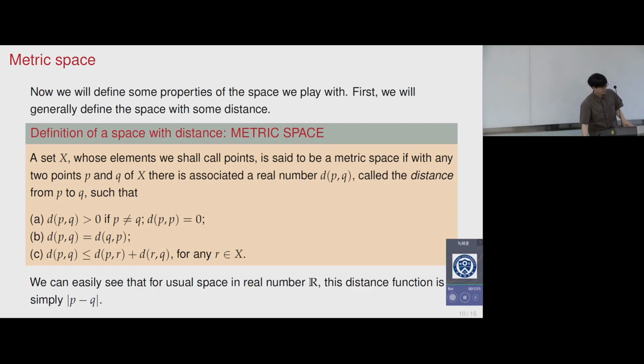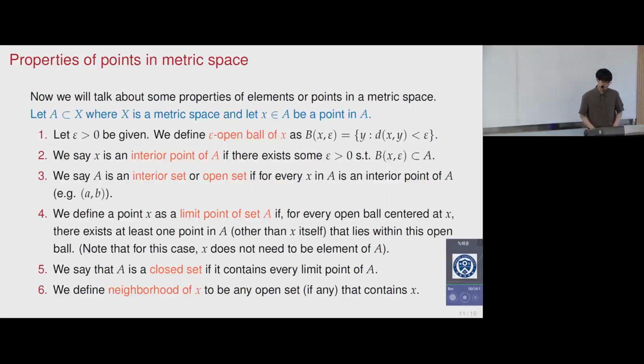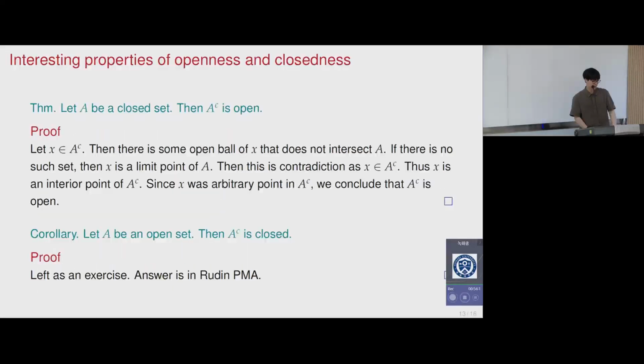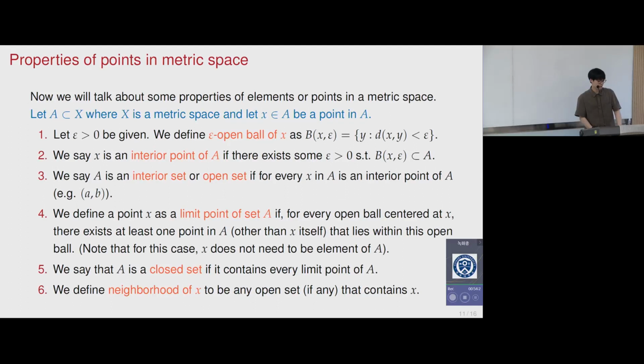All right, and I also wrote on the bottom that we can easily see that for the usual space of real numbers, this distance function is just the absolute value of p minus q. I wrote a whole lot of definitions about metric spaces and some exercises. I'm not sure if I'll be able to finish all of this right now, but let me try. If I go past 45 or 50, I'll end the session and we'll go for a lunch break.